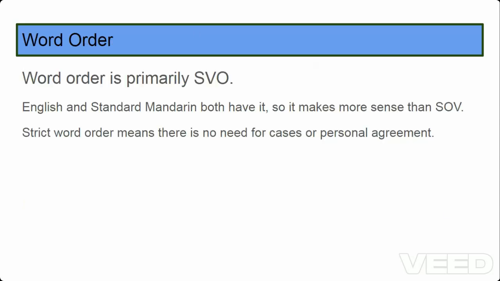The word order of Globasa is primarily SVO. Now, SOV is the most common word order among most natural languages. However, SVO is the most common word order among the most spoken languages. Both English, which is the most spoken language in the world, and Mandarin, which is the most spoken native language.